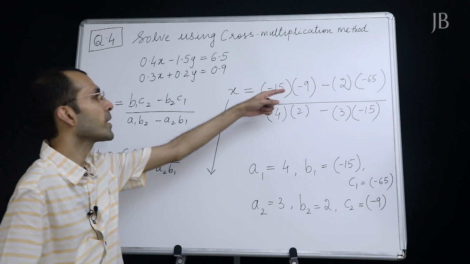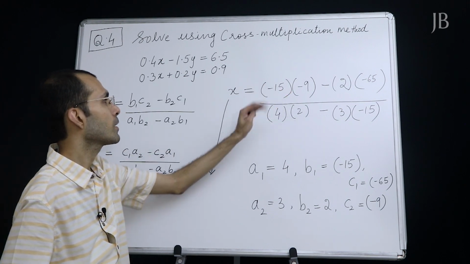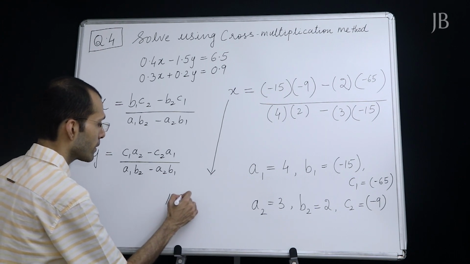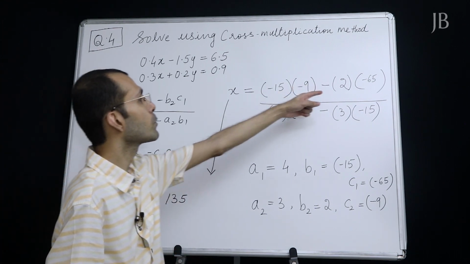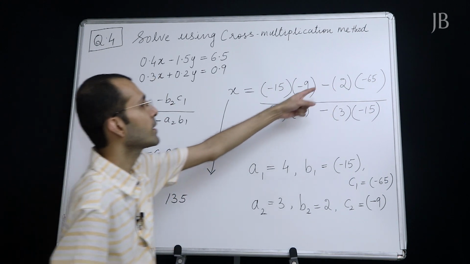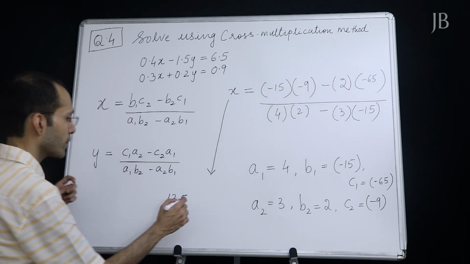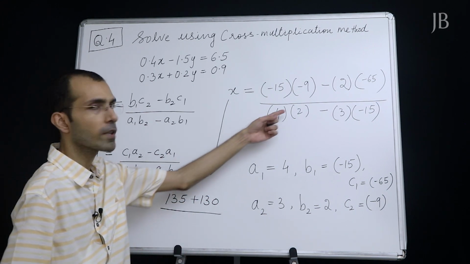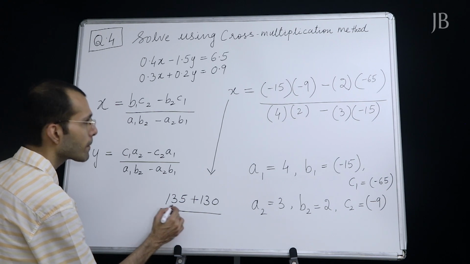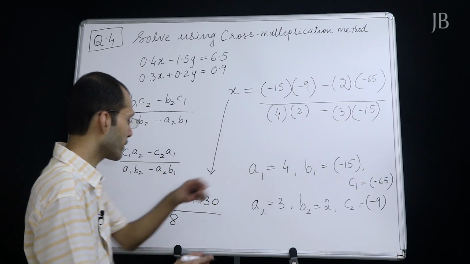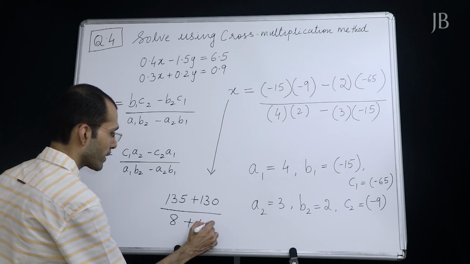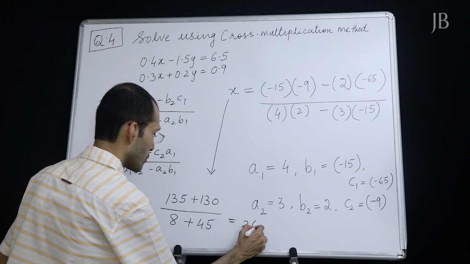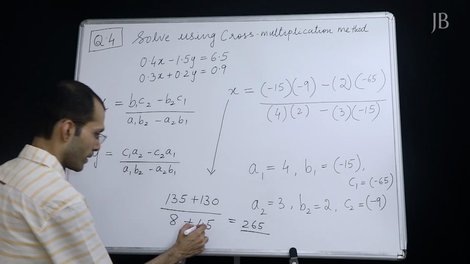Minus 15 into minus 9, minus into minus is plus. 15 into 9, how much? 135. This would be 2 into 65, 130. Negative into negative, positive. So plus 130, divided by 4 into 2, 8. Minus 3 into minus 15, plus 45. This works out to be 265 upon 53.